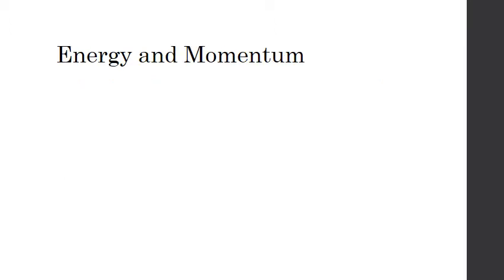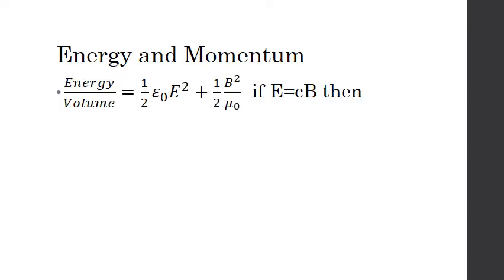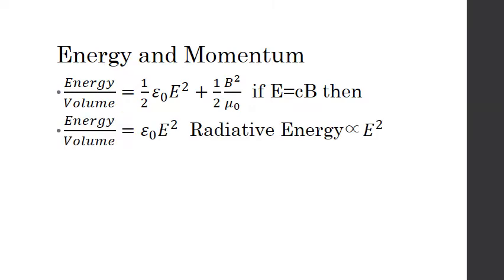Okay, electromagnetic radiation can also store energy and momentum. The way we can figure out, let's say, the energy first, is that we know the energy per unit volume stored in electromagnetic radiation. We've represented it this way. And what I want to do is use that E is equal to C times B to help replace B and just solve it in terms of the electric field. And if you do that, you get the radiative energy is proportional to the magnitude of the electric field squared.